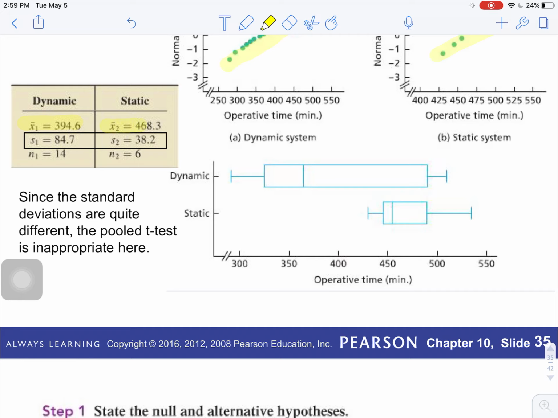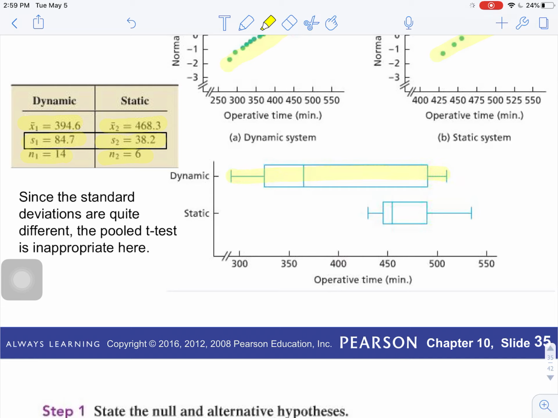As you can see, they've already calculated our averages for us for the two different samples. The sample standard deviation, this is what I was talking about, where you will obviously be able to see that it's different. So you have 84.7 and 38.2, not even close. And then you have n is 14 and n is 6 for your sample sizes.